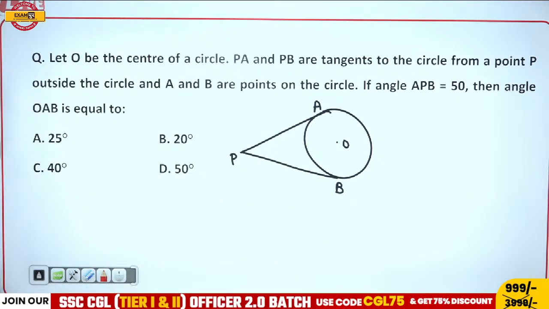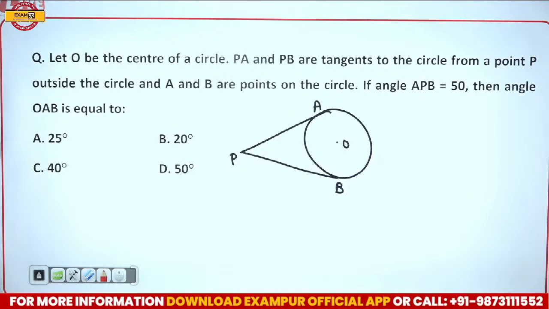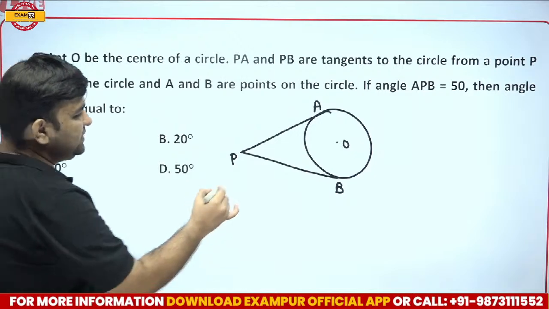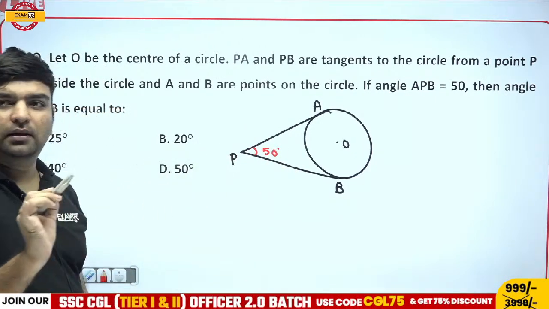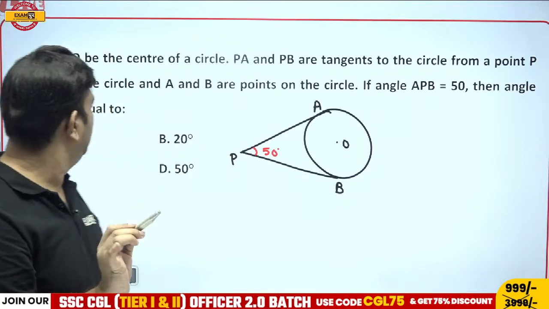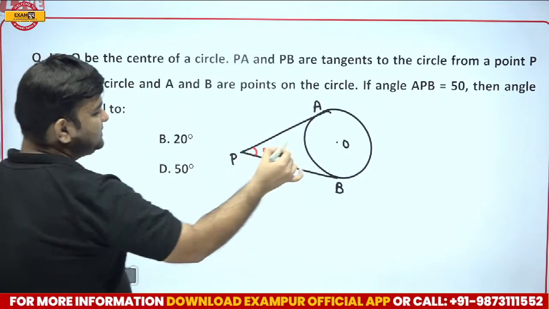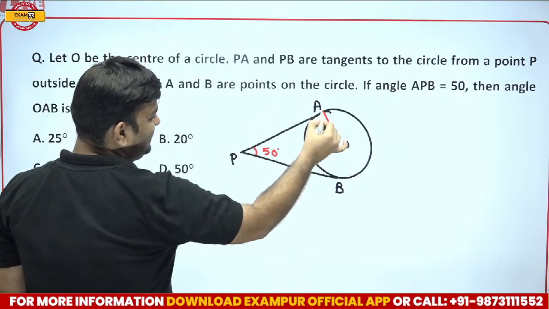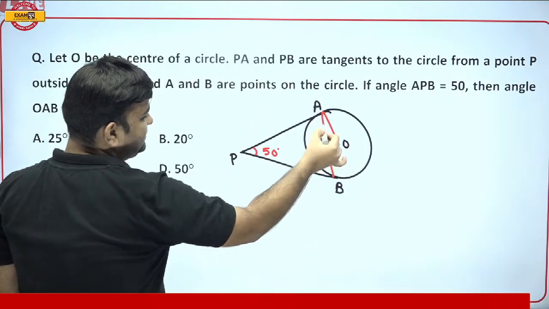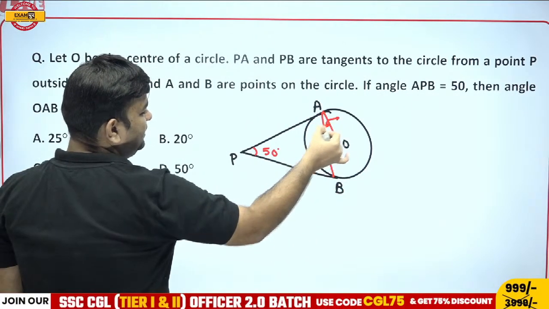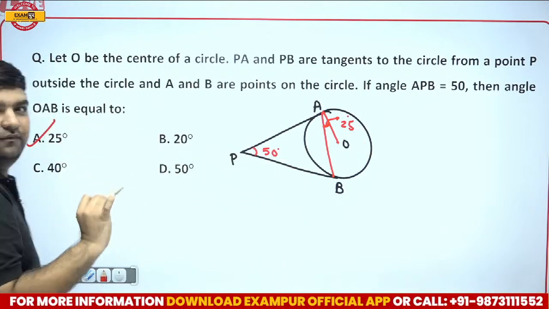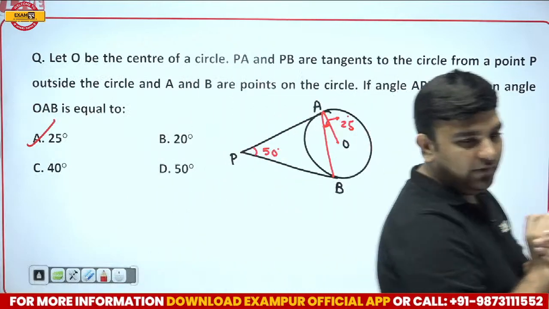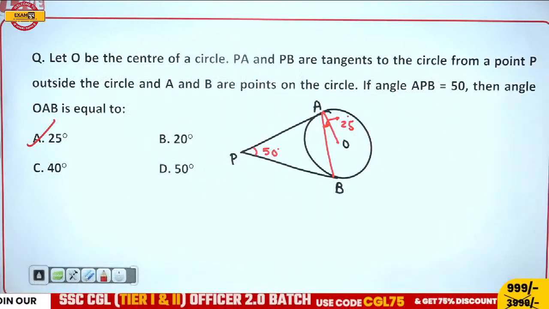From a point P, angle APB is given as 50. Oh my god, it should not be AOB. At least they have asked OAB. So this is, we have already done it. Theta by 2, 25. We have done the derivation for it as well.